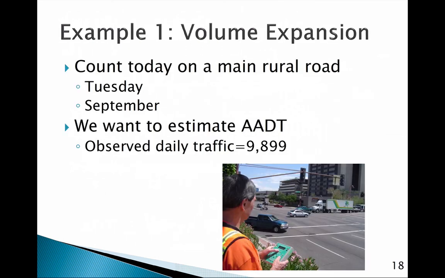So in this case, we go out, we do a traffic count. It's a Tuesday in September, and we counted 9,899 cars that day. So we had a tube out there across the road, and there were 9,899 cars that day. But what we want to talk about is in terms of ADT. So if this was an average day throughout the year, is that accurate, or should it be higher or lower? So that's where these factors come in.